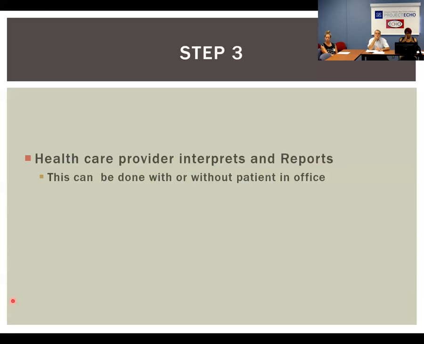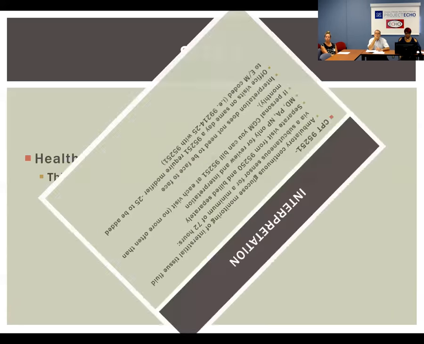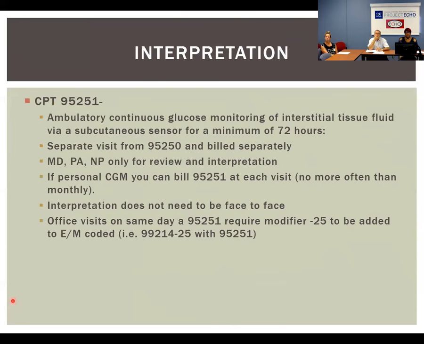You can do it either way, with them sitting in front of you, or you can do it as a phone visit. You can't send them a letter in the mail because that doesn't count, but by phone or in person is perfectly fine. So when you think about your 95251, again, it's an ambulatory continuous glucose monitoring of interstitial fluid via subcutaneous sensor for a minimum of 72 hours. It has to be a separate visit from the 250. Should be separate and billed separately. The interpretation is by MD, PA, NP only for the review and the interpretation.